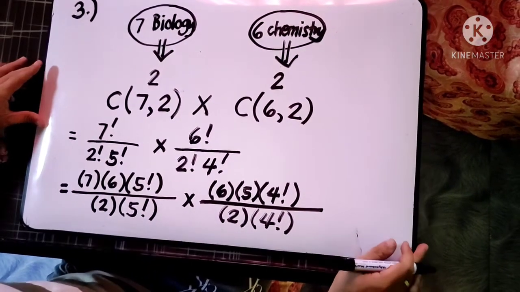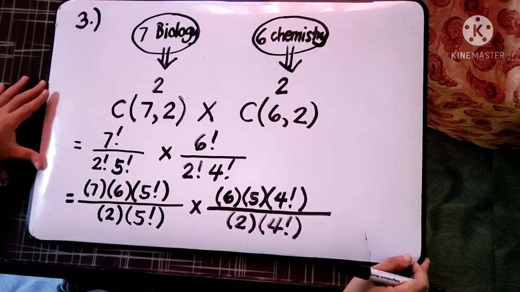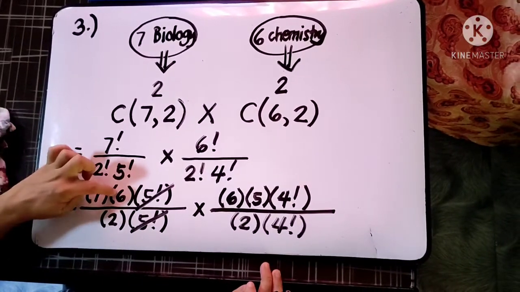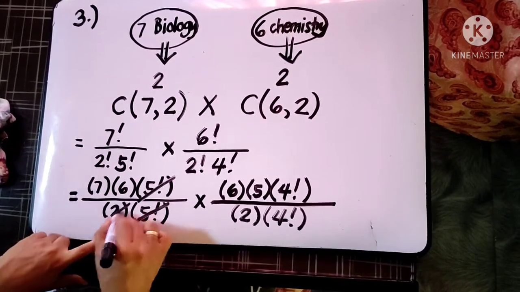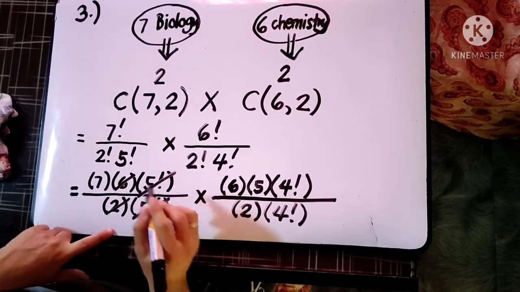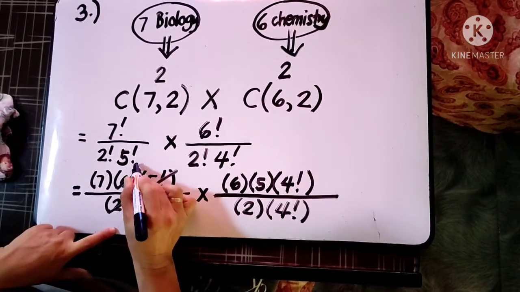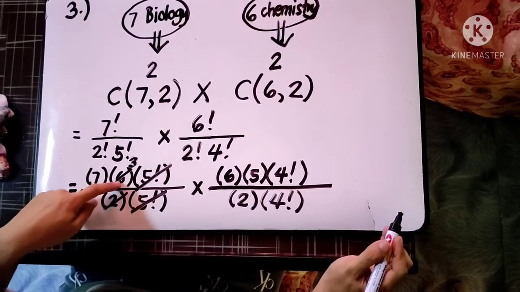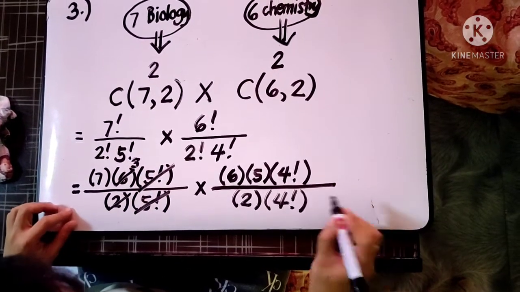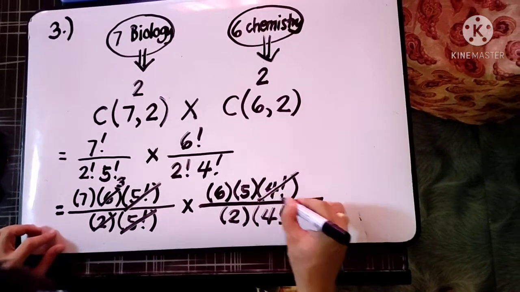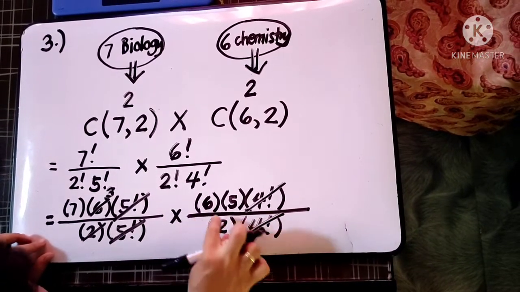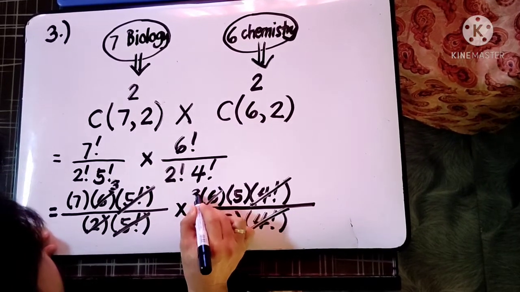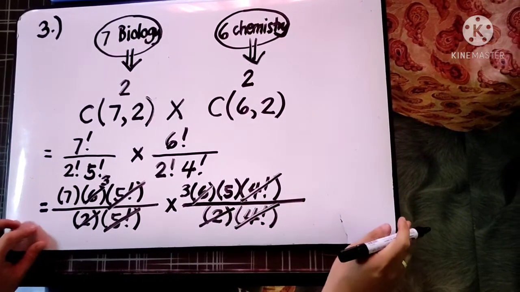Now cancel the common quantities. So for the first combination, you can cancel 5 factorial. 6 divided by 2 is 3. So cancel 2, and your 6 becomes 3. I'll just write a small number 3 here. Hopefully you see it clearly. Then, for the second combination, you can cancel the 4 factorial. Then 6 divided by 2 is 3. So 6 becomes 3, and then 2 is cancelled.